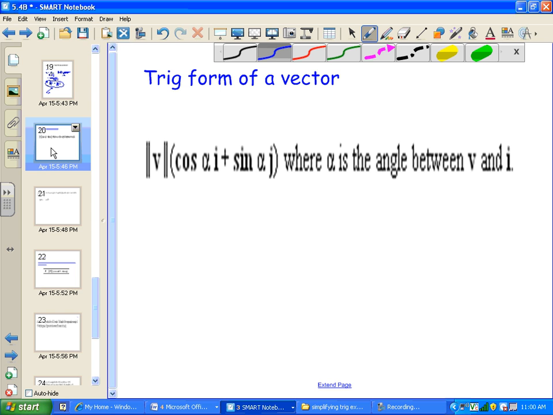So your textbook, your software doesn't refer to it as the trig form. That's just my kind of take on it. So it's sort of the trig form of a vector. So notice you take the magnitude of the vector times the cosine of alpha i plus the sine of alpha j. Okay? And alpha is your angle that's coming off of the x-axis.